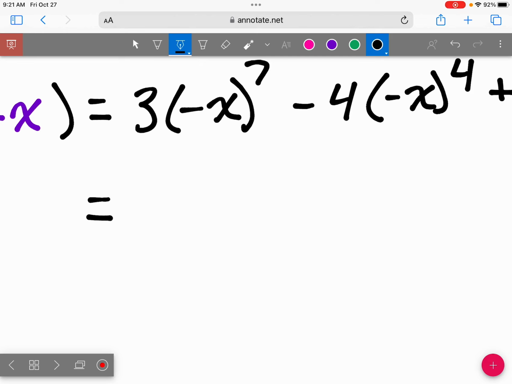All right, then let's simplify this so we can look at our signs. 3 times the opposite of x to the 7th is negative 3x to the 7th. Minus 4 times the opposite of x to the 4th. Is this going to have a minus or a plus between the two terms? A minus, because the opposite of x to the 4th just becomes x to the 4th, so the sign does not change.